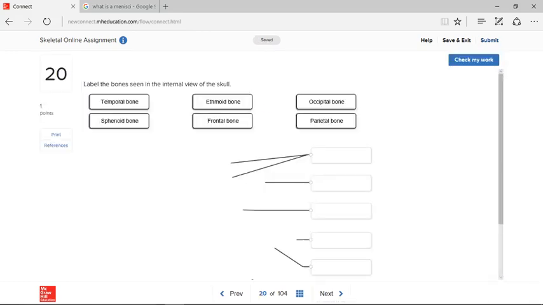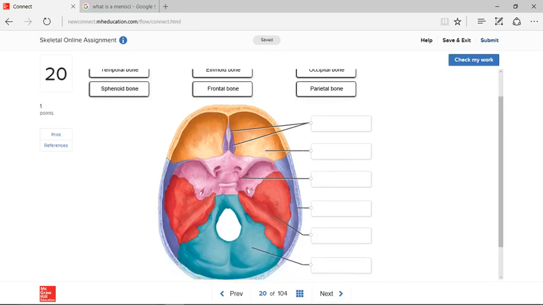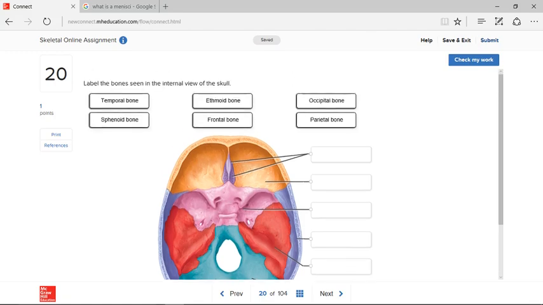Label the bones seen in the internal view of the skull. Oh, the internal view. Let's go. Now we got a good question right here. Right here, I believe we got the vomer. This has to be like the vomer bone right here, this little portion right here. And then also we got the nasal bone. Somewhere around here.